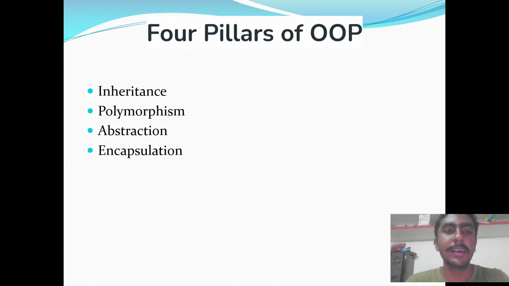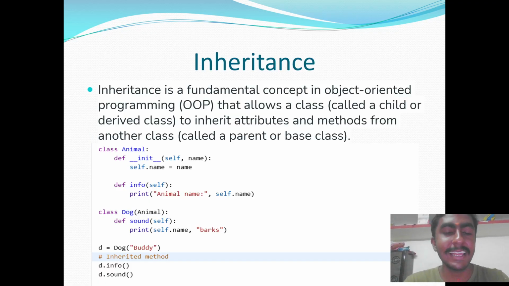So there are four pillars of OOP: inheritance, polymorphism, abstraction, and encapsulation. First, let's see what inheritance is. Inheritance is a fundamental concept in object-oriented programming that allows a child class or derived class to inherit attributes and methods from another class called a parent or base class.